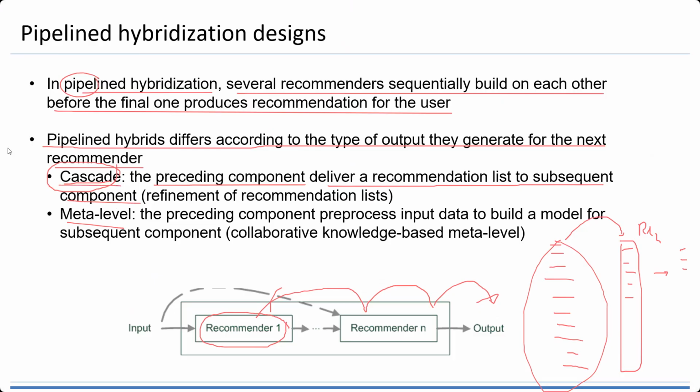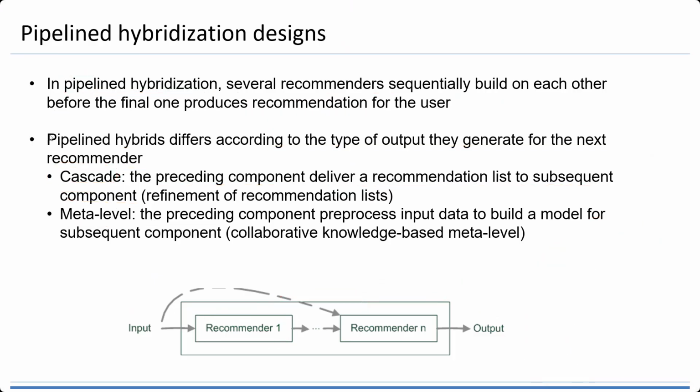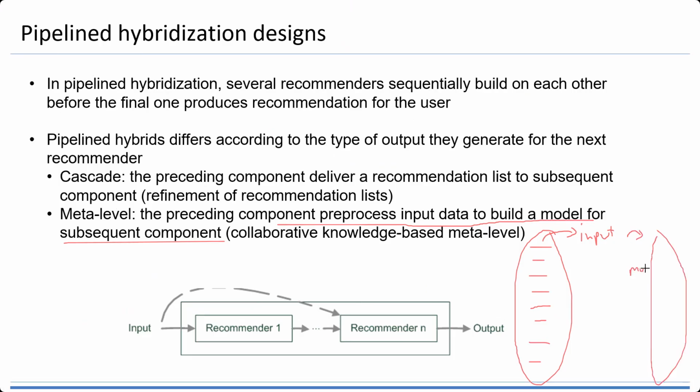Meta level. In a meta level, the preceding component pre-processes input data to build a model for the subsequent component. So when we have a list of recommender system, again, we will extract this data as input. And when we have another input, we will build another model in the recommender 2. So with this, we have the collaborative knowledge base meta level.